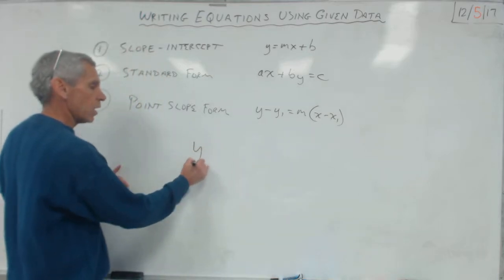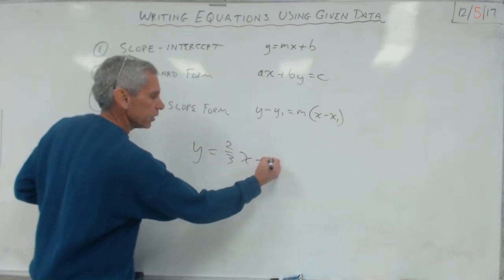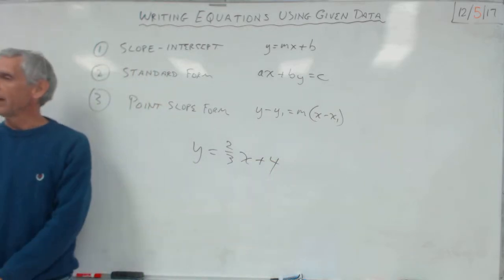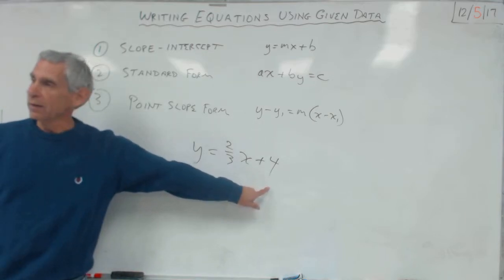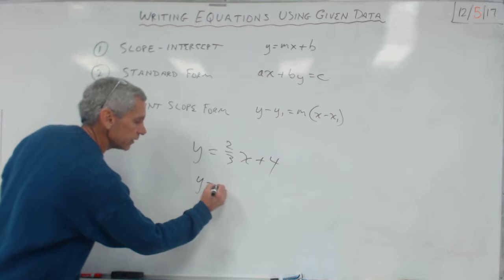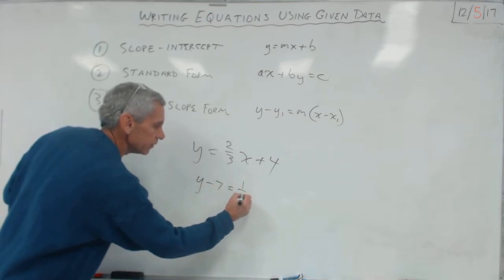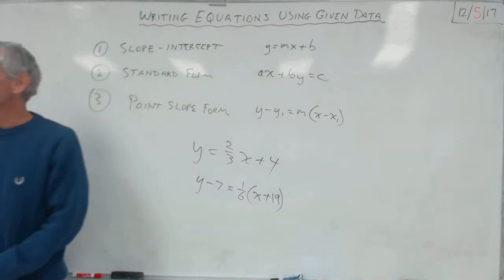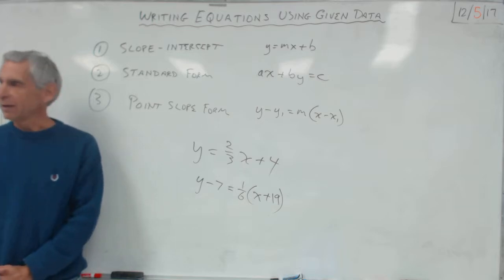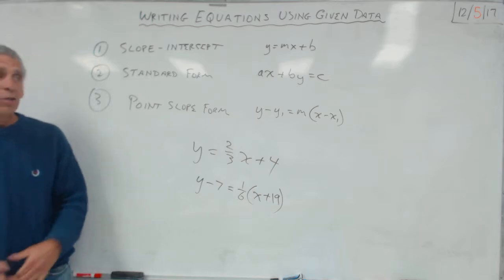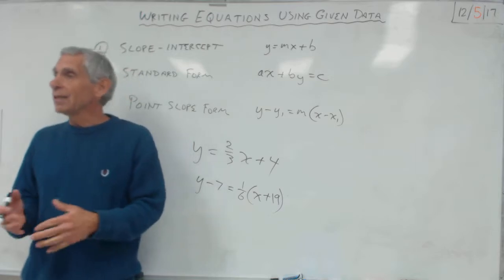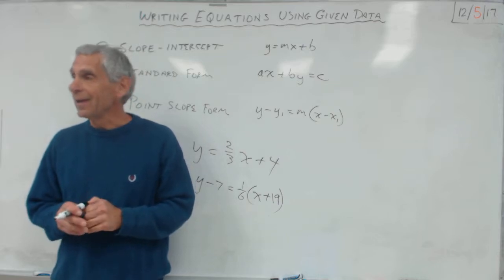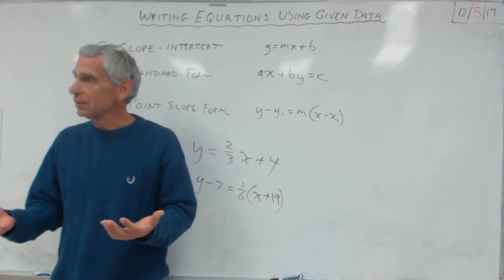If I gave you y is equal to 2/3 x plus 4, and I said, what is the slope? 2/3. What is the y-intercept? Positive 4. If I said y minus 7 is equal to 1/6 x plus 19, what is the point? Negative 19, 7. What is the slope? 1/6. So now we're going to do it in reverse. I'm going to give you the point and the slope, and then I'm going to ask you to write the equation. Does that make sense? It's really quite simple.